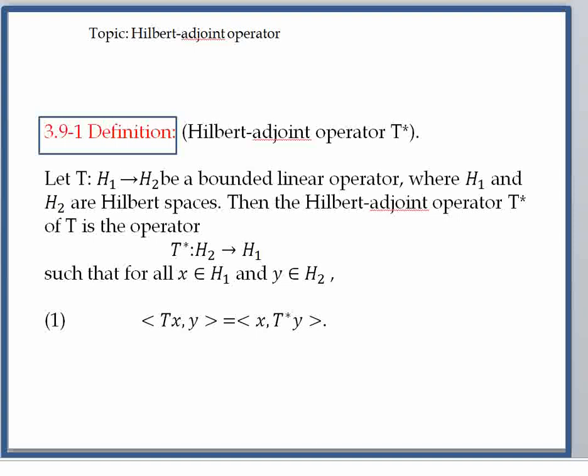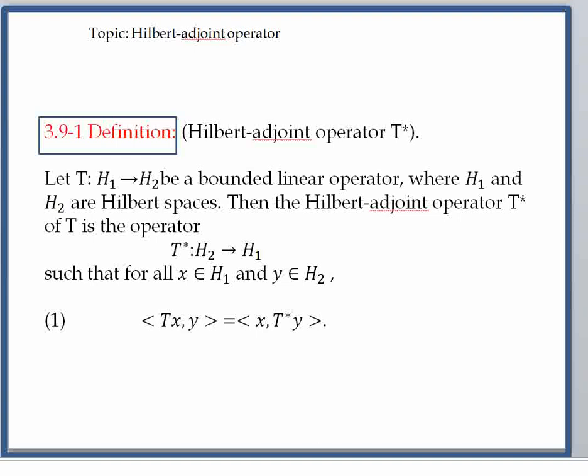Now the definition of Hilbert adjoint operator T*. Let T be a mapping from H1 to H2, a bounded linear operator, where H1 and H2 are Hilbert spaces. Then the Hilbert adjoint operator T* of T is the operator T* that maps from H2 to H1 such that for all x belonging to H1 and y belonging to H2, the inner product of Tx, y is equal to the inner product of x, T*y.